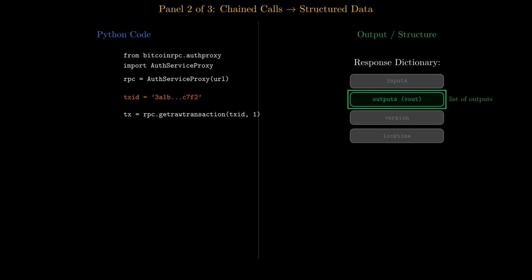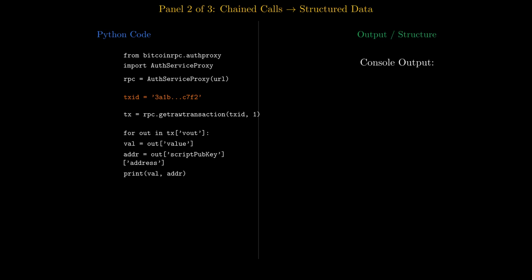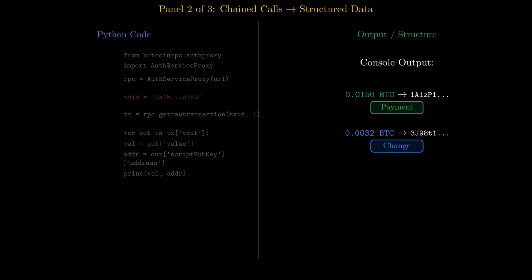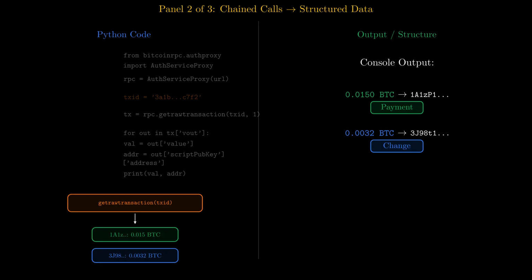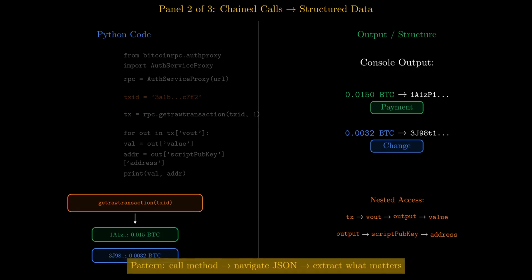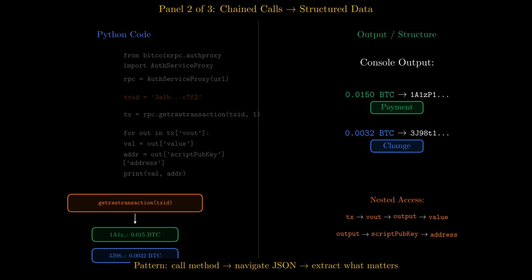Focus on the outputs, the vout field, which is a list. Loop through it. For each output, extract the value field for the BTC amount and dig into the scriptPubKey dictionary to find the address. So print both. I run this script and the 2 lines appear. First output, 0.015 BTC to 1 address, the payment. Second output, 0.00032 BTC to a different address, the change returning to the sender. 2 RPC calls decompose the Bitcoin transaction into its economic parts. The pattern: call a method, navigate nested JSON, extract what matters.